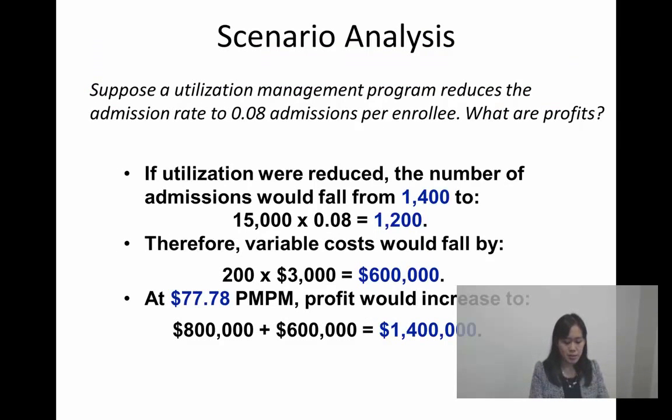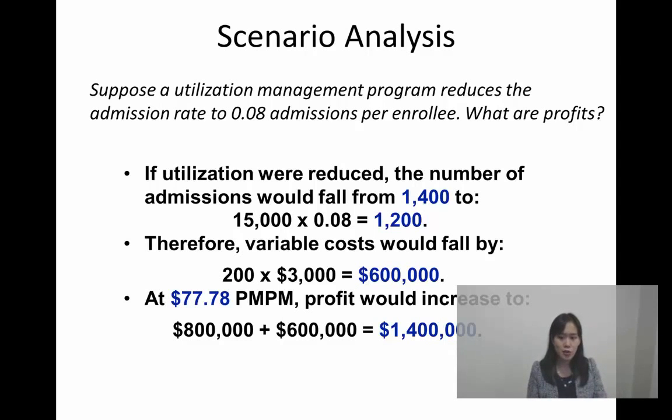All right, so what happens if under this capitated plan, we also have a utilization management program that is able to reduce admissions per enrollee? And that's sort of the point of capitation: you're giving providers the incentive to make sure that people don't come back. The more they come back, the more costs you're incurring because you're not being paid on a per visit basis. You're being paid for taking care of the members in general. So the less they use your services, the more profits you make.